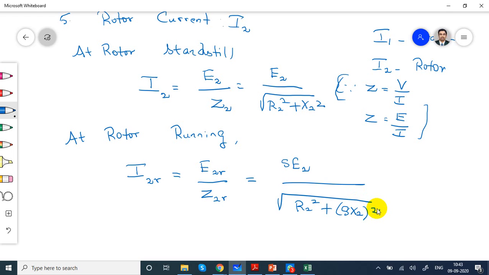So in your examination, if asked to derive expressions of slip parameters in rotor of a 3-phase induction machine, you have to immediately write all these 5 expressions. The first is rotor frequency, second is magnitude of rotor induced EMF, third is rotor reactance, fourth is rotor power factor, fifth is the rotor current.